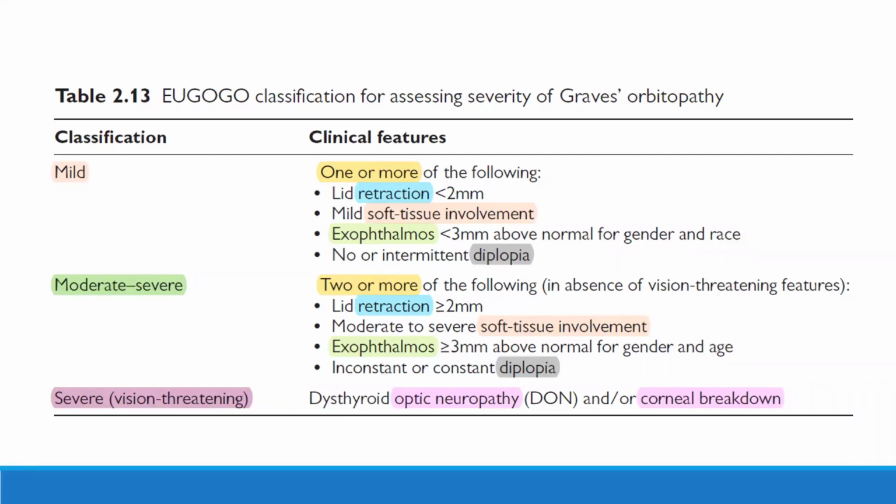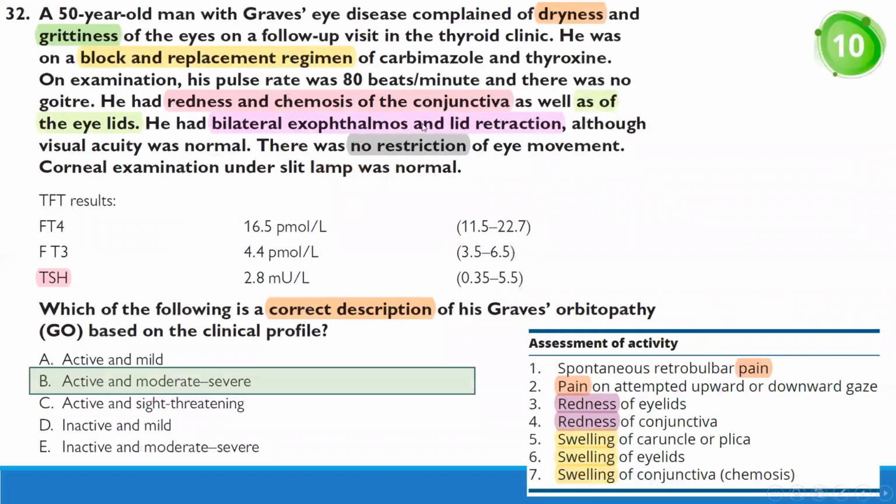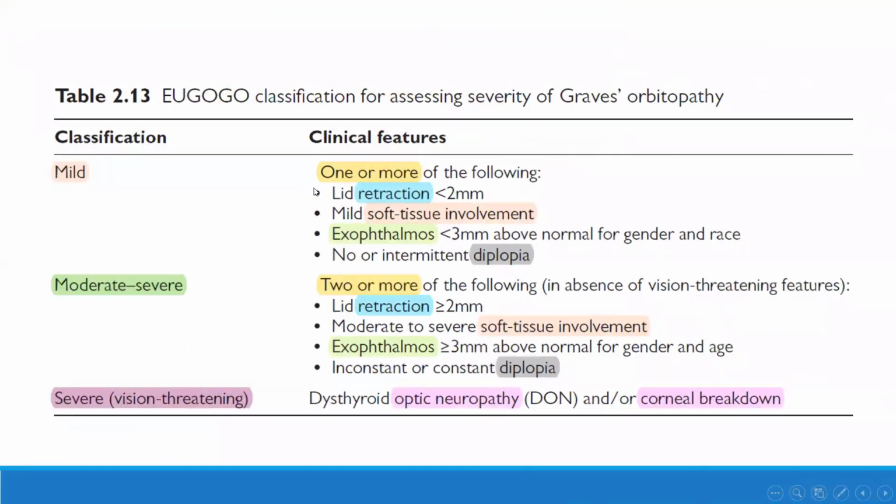Diplopia may be inconstant or constant diplopia. This is a significant or non-significant diplopia. But actually, if diplopia is not present and other manifestations are present, we can also classify it as mild or moderate. So diplopia per se cannot classify it as mild or moderate. So it is very important. Once the manifestations are more, this will suggest a moderate to severe lesion.